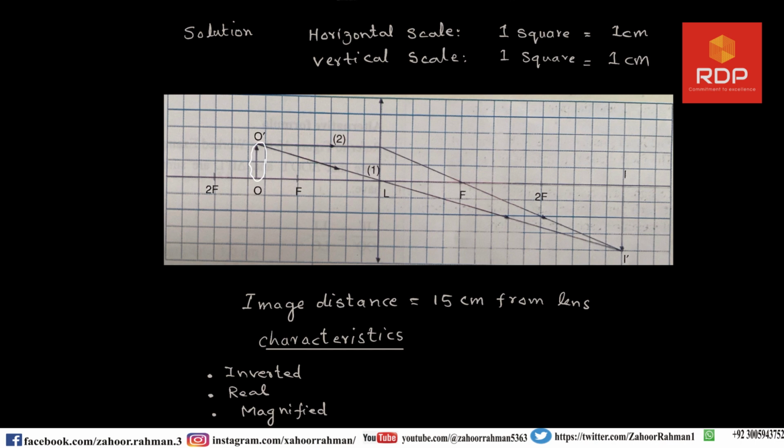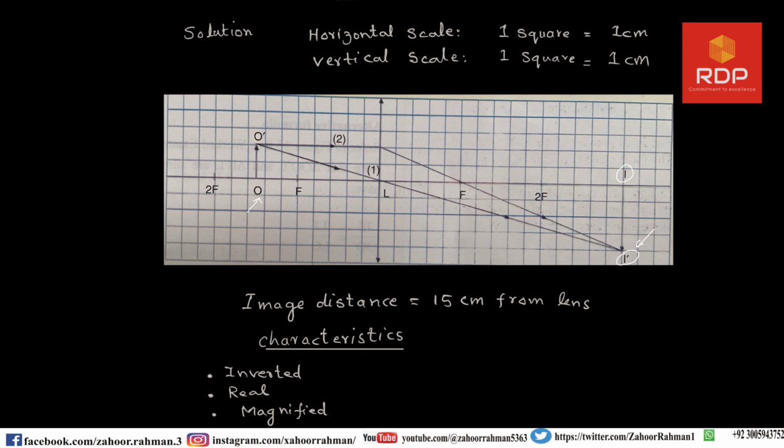So that is why we are saying that O represents the object, and I represents the image. So this is the I. It will represent I and I dash, that represents the image. So when you are creating the ray diagram, you have to keep in mind those three steps.